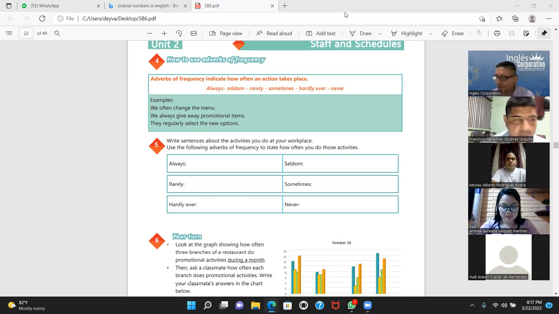Excepto dos. ¿Cuáles son esos dos? Always and never. Excellent. Always is 100%. Never is 0%. Right? Always es el 100. Never is 0. De ahí todos los demás, they're estimates. Got it? Yep. Questions or comments?